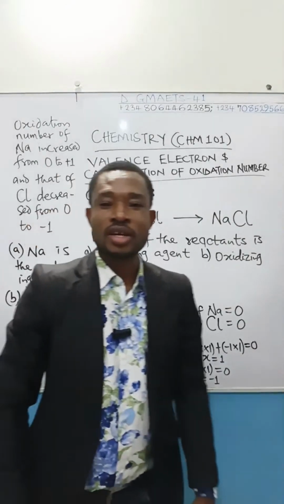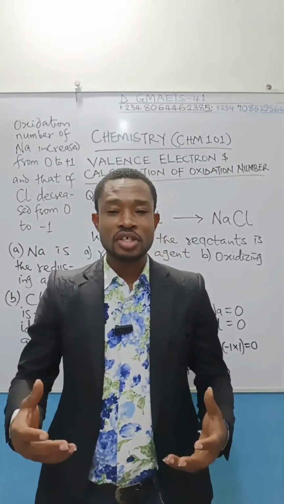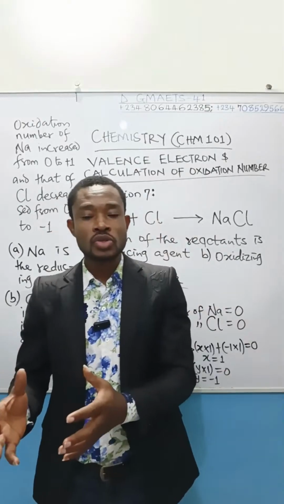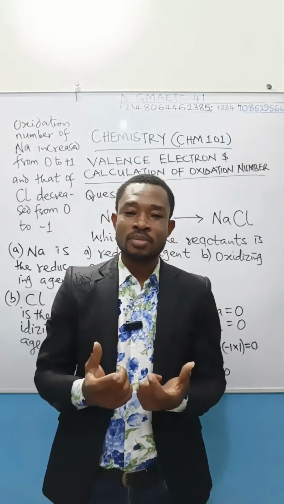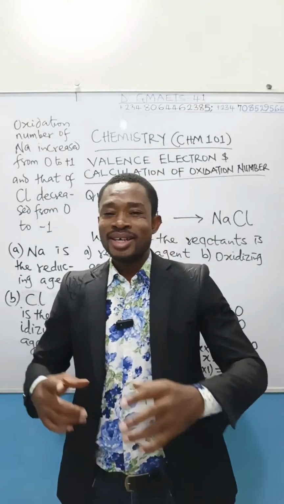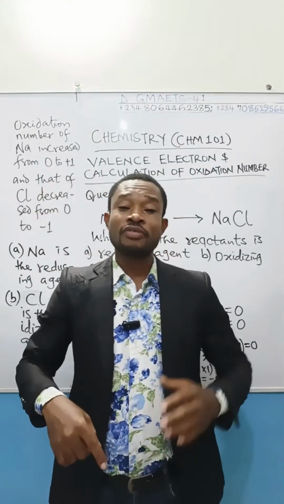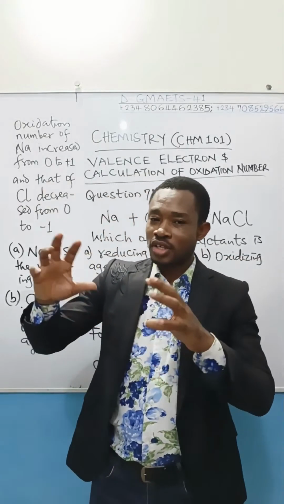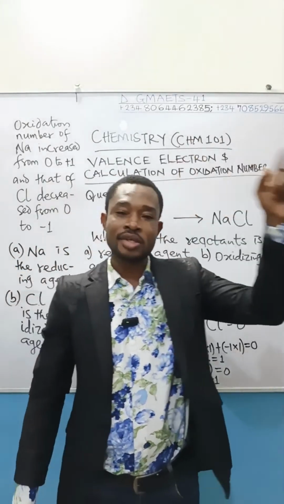What have we learned so far in our class today? We've learned how to calculate the oxidation number of compounds and of ions. We learned that in calculating the oxidation number of compounds, you want to remember that the overall oxidation number of a compound is equal to 0. While the overall oxidation number of an ion is equal to the ionic charge.